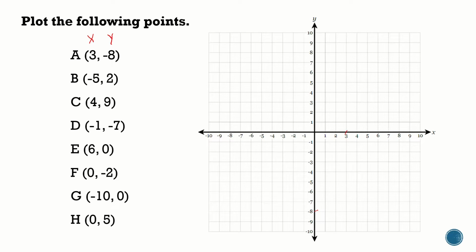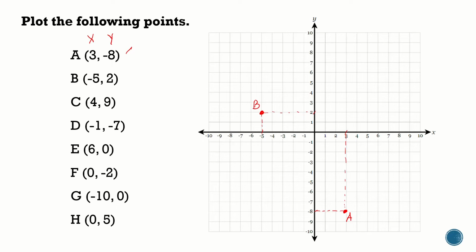So to locate letter A, (3, -8), all we need to do is pinpoint the intersection of the horizontal and the vertical movement. Horizontal is the x and the vertical is the y. So this is our point A. Point B: negative 5 of x and positive 2 of y. Negative 5 of x is right here, and positive 2 of y is right there. So draw that vertical line and horizontal line. There you go. This is our point B.